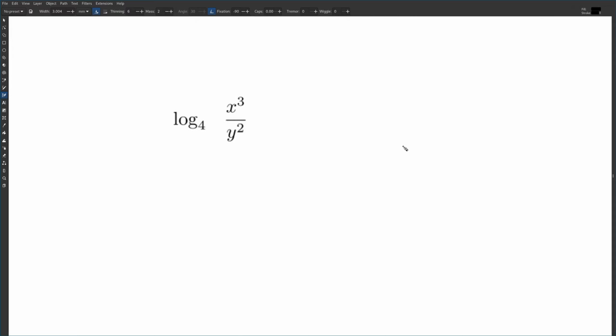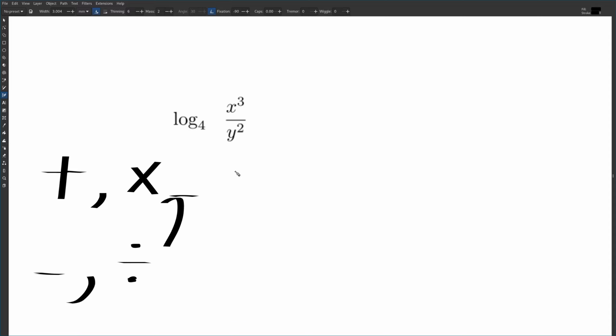Okay, next one. Log base 4 of x to the power of 3 divided by y squared. Okay, and if you remember that products and sums are associated, plus and times, then logically minus signs are associated with division. That's how the rule goes. So when we have division, we're going to do the same thing we did here, but subtract instead.